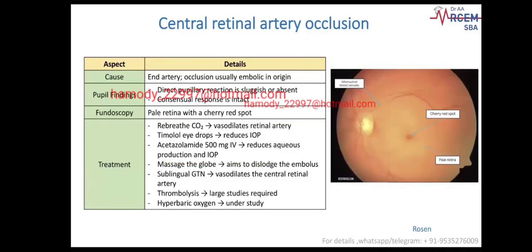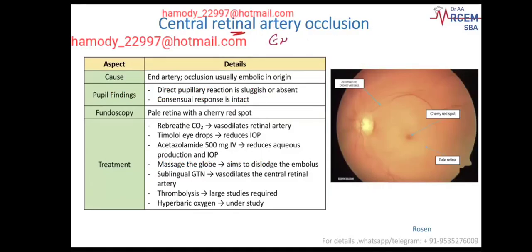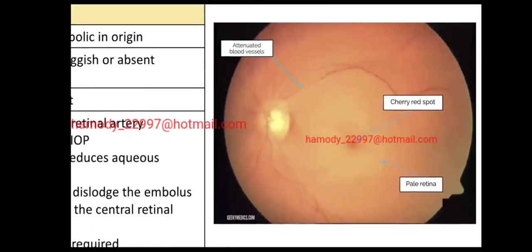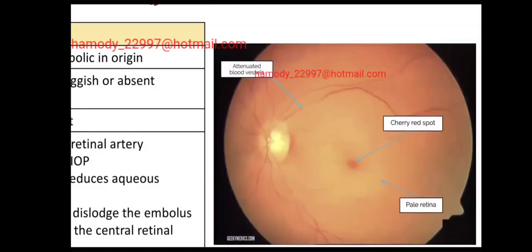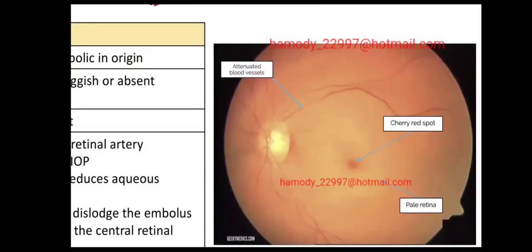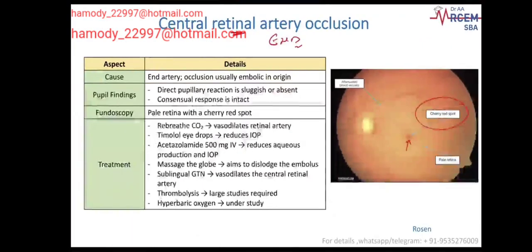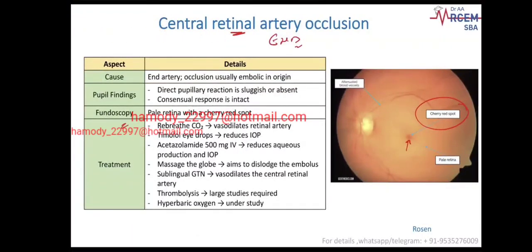First one, what we are seeing is a central retinal artery occlusion. Central retinal artery is an end artery. So if it gets occluded, there will be loss of vision. The complete retina becomes pale when you do a fundal examination. Only one spot will be bright in color, that is known as the cherry red spot. This is a classical finding you see on a fundal examination.